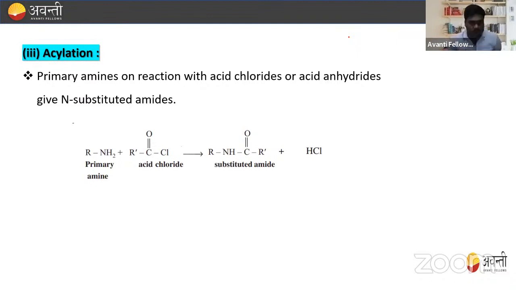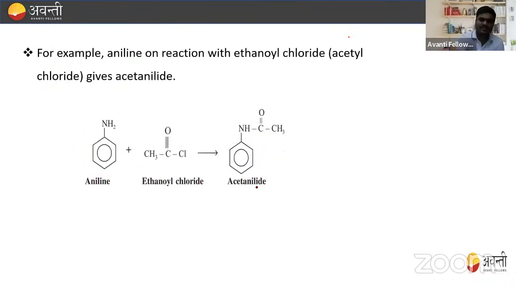When a primary amine reacts with an acid chloride or anhydride, it gives an N-substituted amide. For example, here we can see that this is a primary amine. When this primary amine is treated with the acid chloride, that is RCOCl, an N-substituted amide is formed, RNH-COR, and HCl is removed. So the formation of the substituted amide takes place.